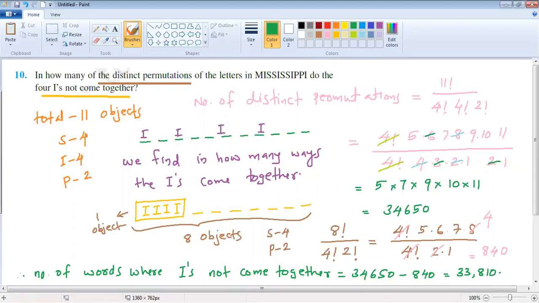So the total number of distinct permutations is 34,650. Among that, in 840 words, all the 4 i's will come together. So the number of words where i's do not come together is 34,650 minus 840, which is 33,810.